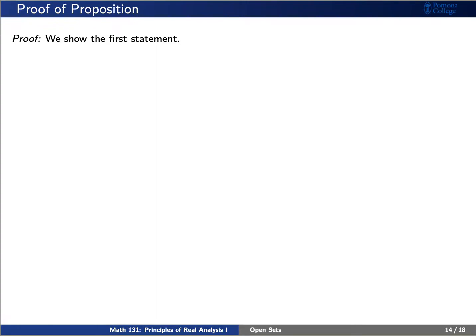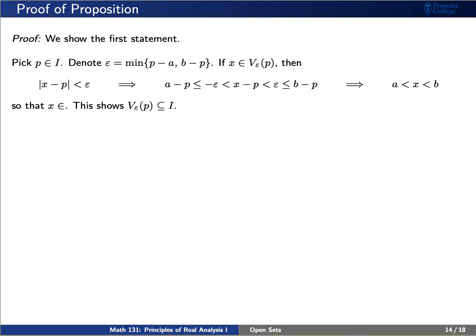Now, let's prove the proposition. We'll begin by proving the first statement. Let's pick a point P in our open interval I. We'll denote epsilon as the minimum of P minus A and B minus P. Recall that because P is between A and B, both P minus A and B minus P are positive numbers.